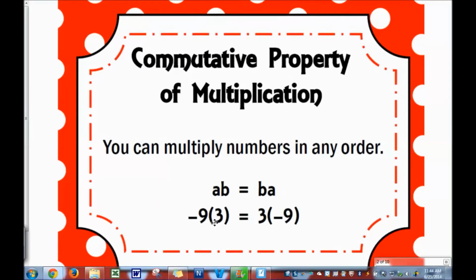This also applies to multiplication. It says you could multiply numbers in any order. So A times B is the same thing as B times A. With numbers, negative 9 times 3 is negative 27, and so is 3 times negative 9. That is also negative 27.